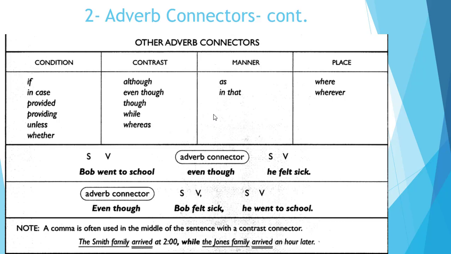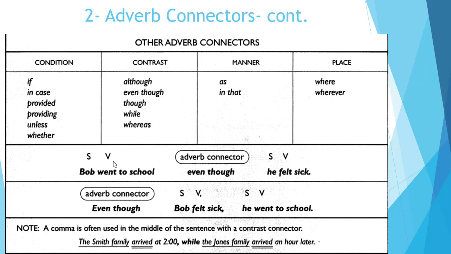Other adverb connectors of condition: if, in case, provided, providing. These four connectors all have the same meaning. Unless means if not, and whether. Okay, I know that many people are not familiar with provided and providing. They have the same meaning as if. And we'll give examples about them. Contrast: although, even though, while, whereas, they all have the same meaning. Manner: as, in that, they have the same meaning. Place: where, wherever.